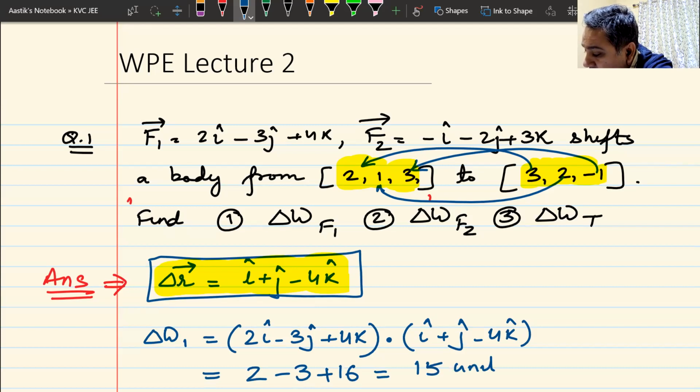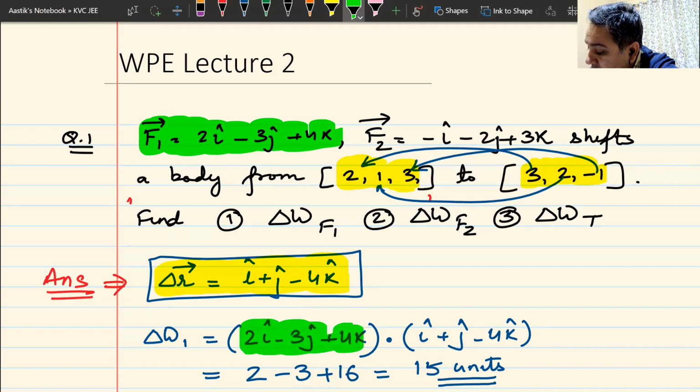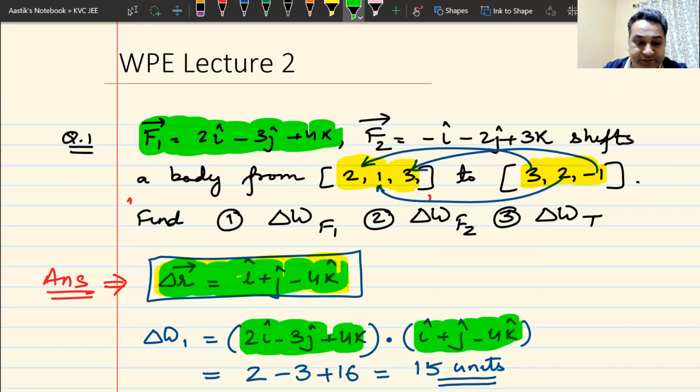I don't know the units of force. It is not given. So the work done by force 1 is 15 units. Do we all get this? Can I have some raise hand that we got this? How did I get this? I just took the dot product of this F1, which is here, with this displacement delta R, which is here.